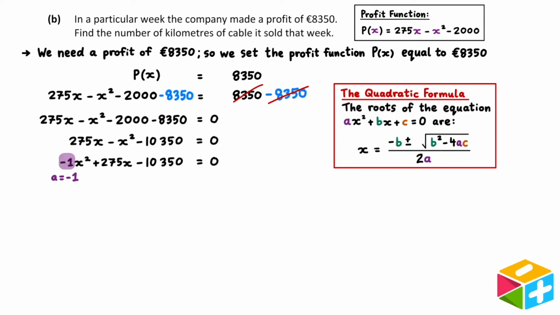In this formula, a refers to the number in front of the x squared. Here, a is equal to minus 1. b is equal to the number in front of the x, and here b is 275. c is the number all by itself, and here c is minus 10,350. Now that we know the a, b and c, we can sub in to the quadratic formula.